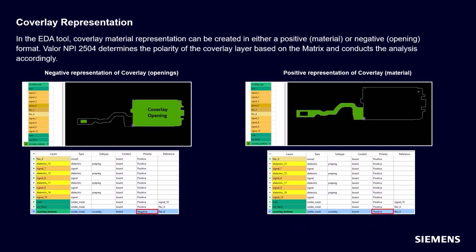In previous releases, we only supported negative representation of the coverlay layer. The coverlay openings would be displayed as solid shapes, while the actual coverlay would be displayed as a hollow shape. In 2504, we also now support positive representation of the coverlay layer. The coverlay will be displayed as a solid shape representing the material itself, while the openings will be displayed as hollow openings. The analysis is performed based on the polarity set in the matrix and provides correct results without any modifications to the corresponding coverlay checks.